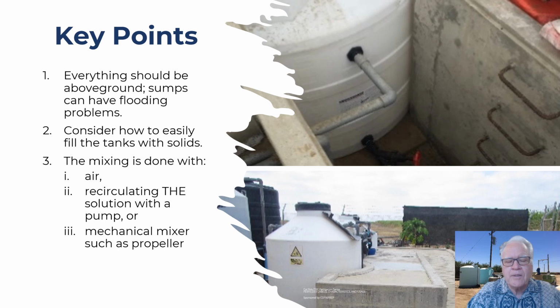There are basically three ways that people do it. They use air sometimes because the bubbling mixes everything up. Or they recirculate the solution with a pump, or they have a mechanical mixer like a propeller that extends down into the tank. But one of the biggest problems that people have is that they just try to dissolve too much at once, and there's a solubility limit for every one of these chemicals, and that also depends on the temperature, of course.